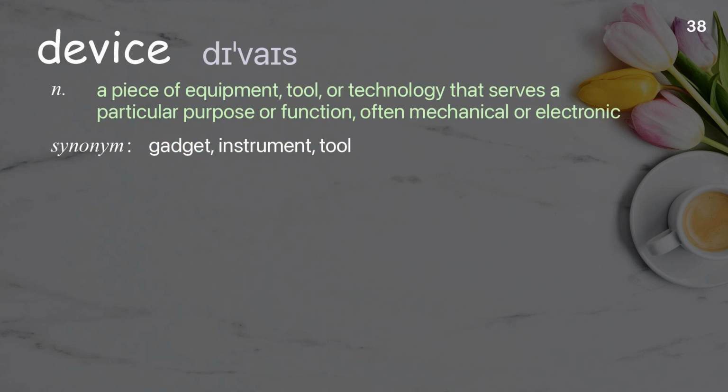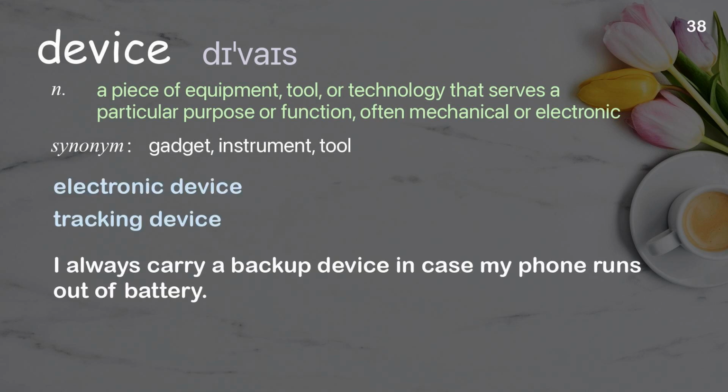Device: a piece of equipment, tool, or technology that serves a particular purpose or function, often mechanical or electronic. Examples: electronic device. Tracking device. I always carry a backup device in case my phone runs out of battery.